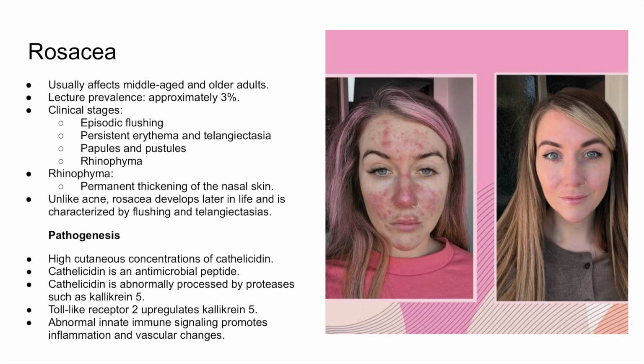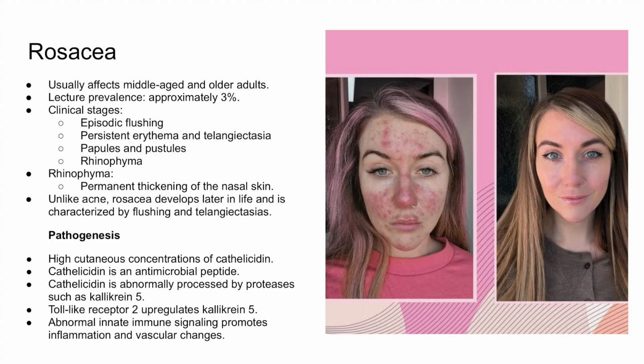Rosacea is a chronic inflammatory and vascular disorder of the central face that usually begins in middle-aged adults. It may start with episodic flushing and then progress to persistent erythema and visible telangiectasias. Some patients develop inflammatory papules and pustules, but unlike acne, rosacea does not produce comedones. Advanced disease may cause rhinophyma, which is permanent thickening and enlargement of the nasal skin and sebaceous tissue.